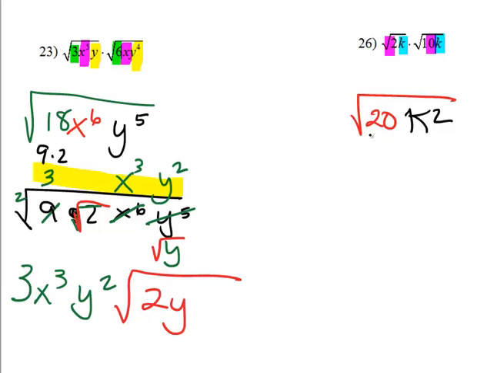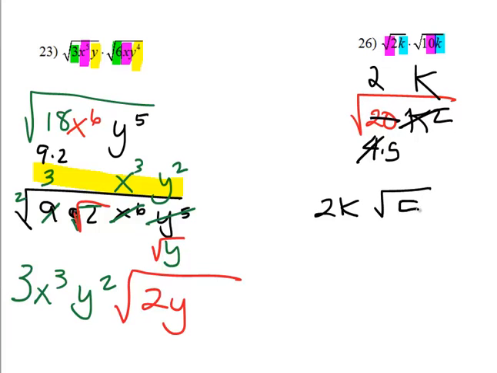And again, I'm going to take this apart, and that's the same as 4 times 5. The square root of 4 is 2. That's done. That leaves behind the 5. The square root of k squared is just k, so that's done. And what I'll end up with is 2k times the square root of 5.